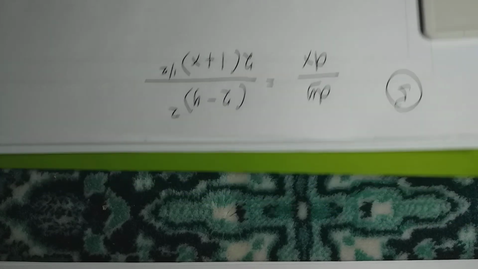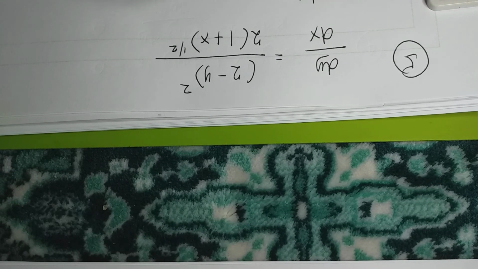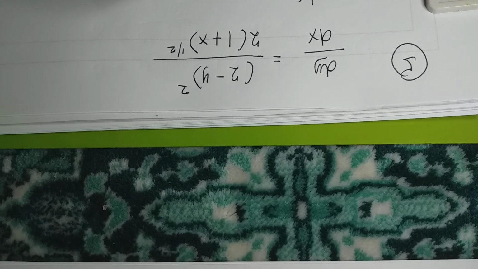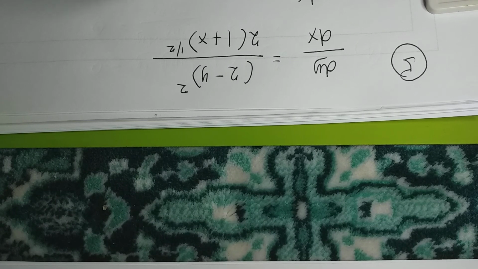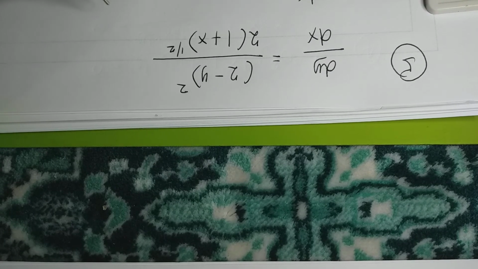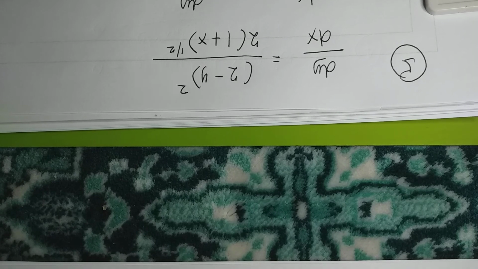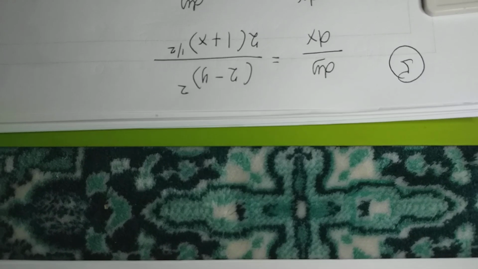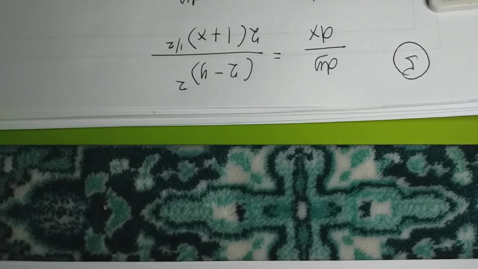Right? Separating the variables, we have dx over 2 times 1 plus x raised to 1/2 minus dy over 2 minus y squared is equal to 0. Okay?